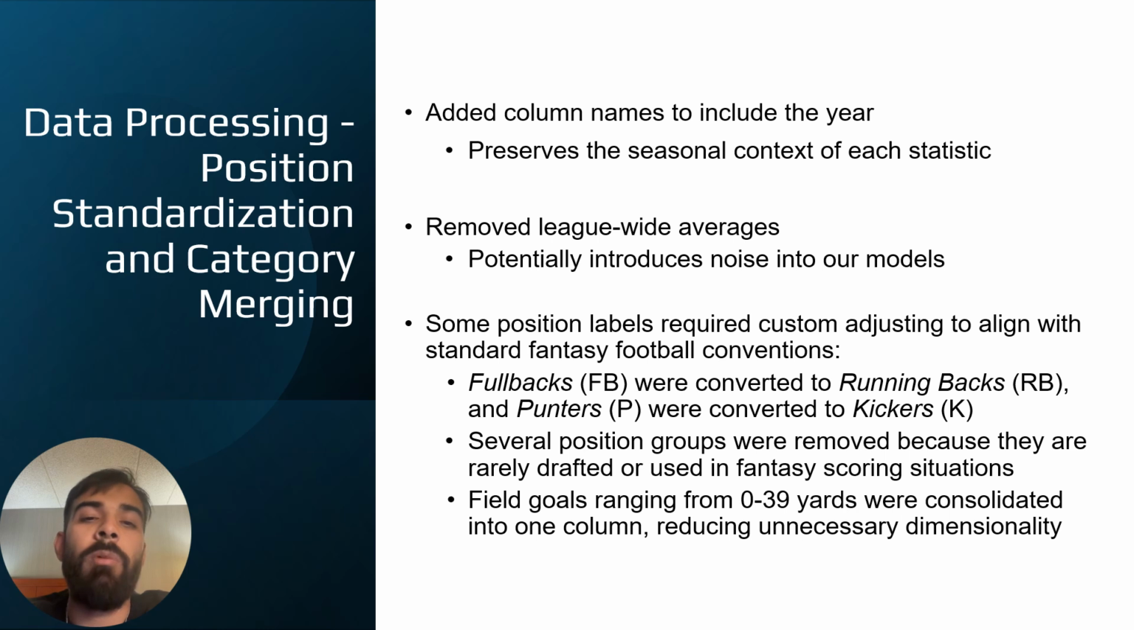So now I'm going to talk about some of the pre-processing steps that we did to finalize our data set. The first one is that we introduced a column name for year to explicitly include the season, and this preserves the seasonal context of each statistic and prevents potential confusion when working with multi-season data. We removed league-wide averages, for example, yards per game or completions per game, as they did not really contribute useful information for individual player recommendations and could introduce noise into our models.